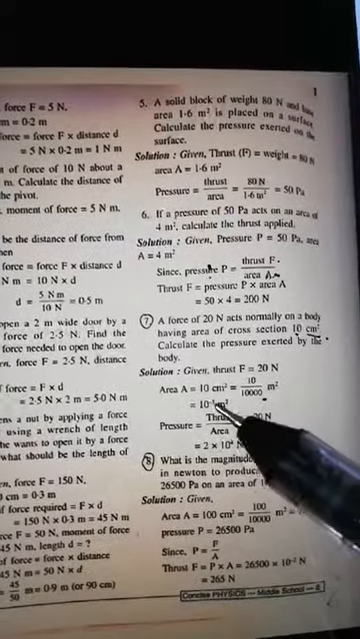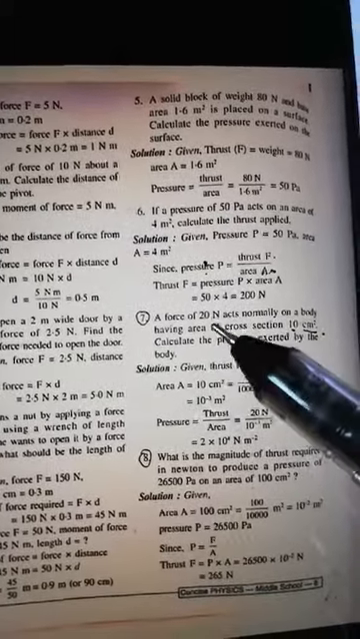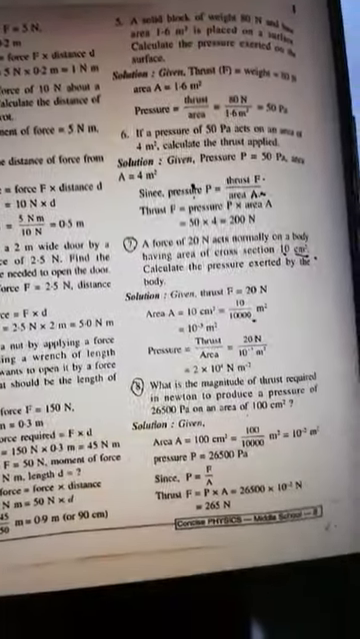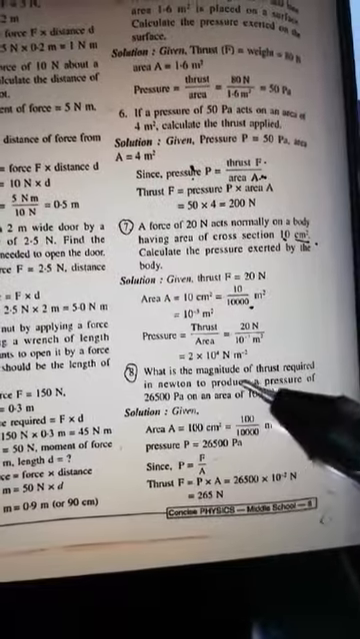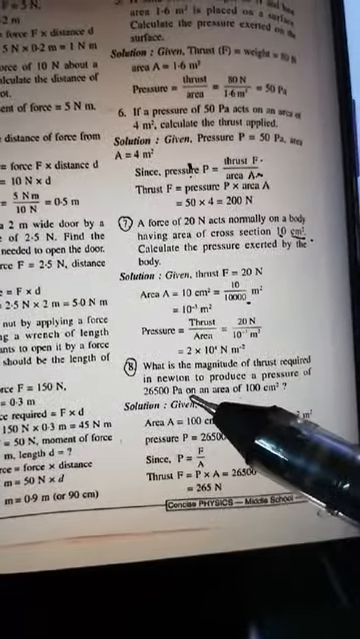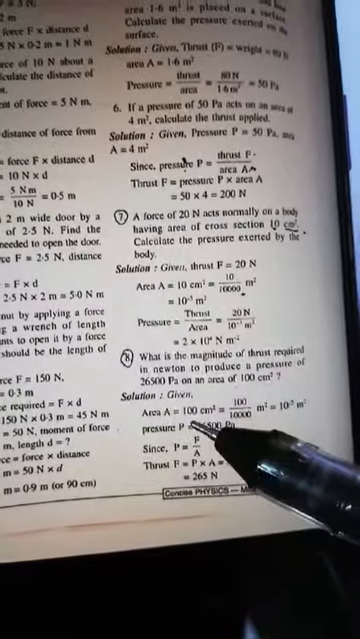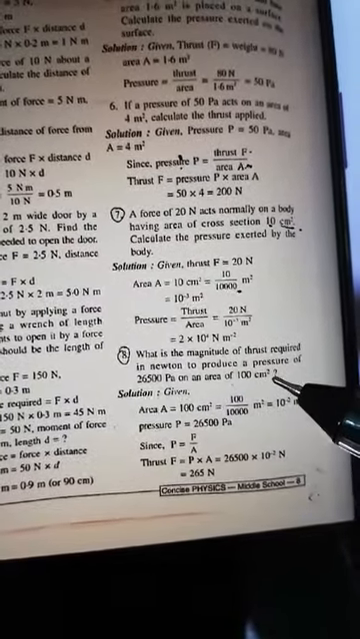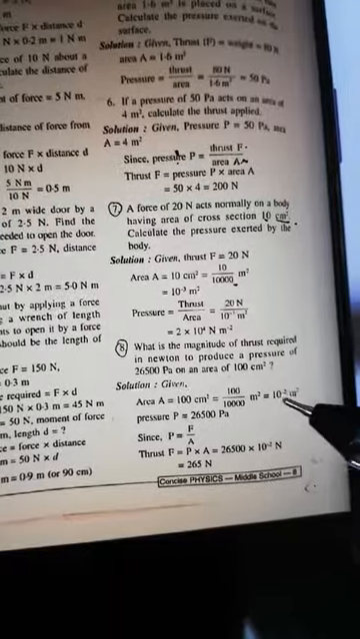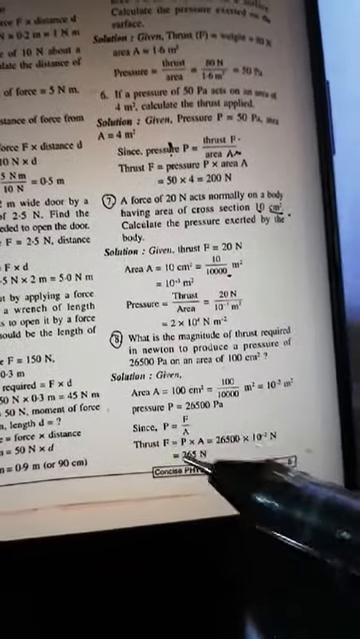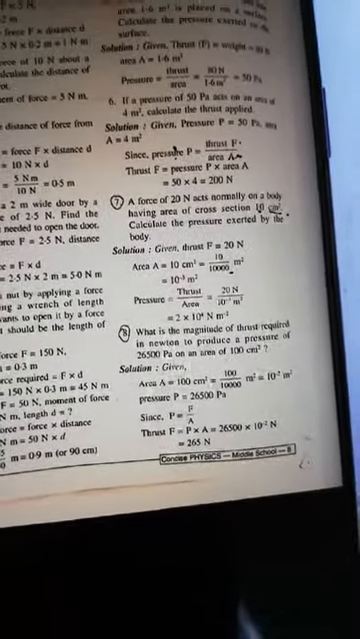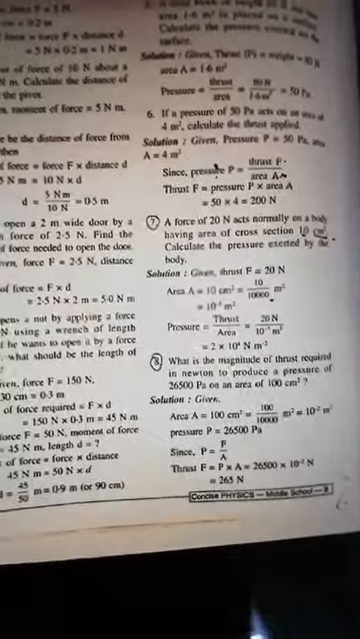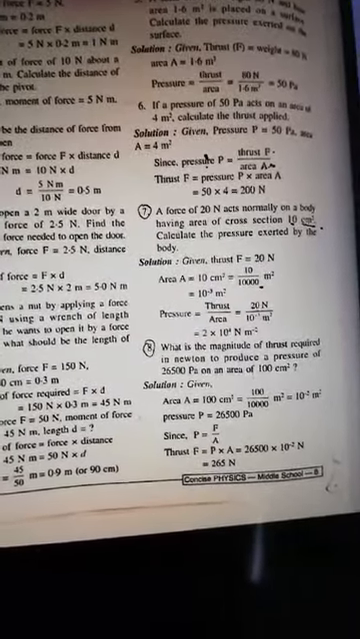Using that formula, see, area is given. Now the thrust is also given. Now you have to put the value and calculate. Now the last question of this page is, what is the magnitude of thrust required in Newton to produce a pressure? Pressure is given in Pascal, area is given. We know the formula. Area is again given in centimeter, so we need to convert it into meter square. See, the pressure is given. Again I'm going to use the pressure formula P equal to F by A, and after doing it I'm going to get the answer. It's very easy and very simple. Just go through the pages, I think it will be easier for you to understand.